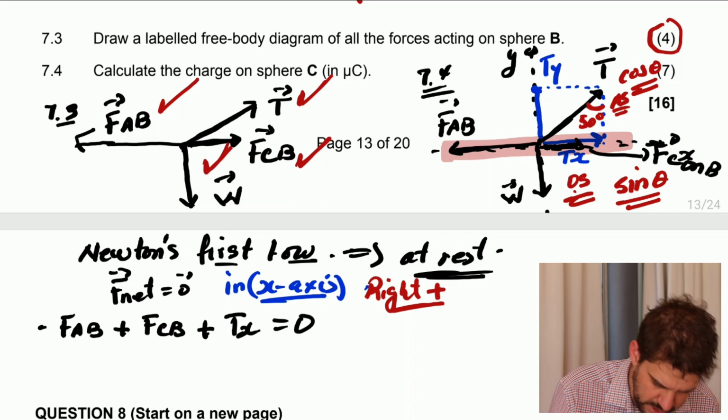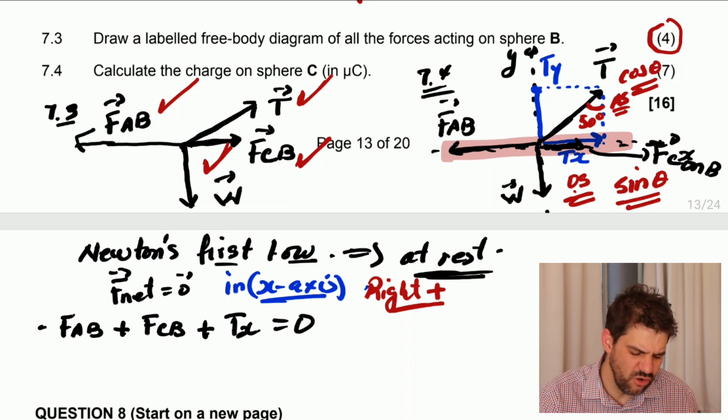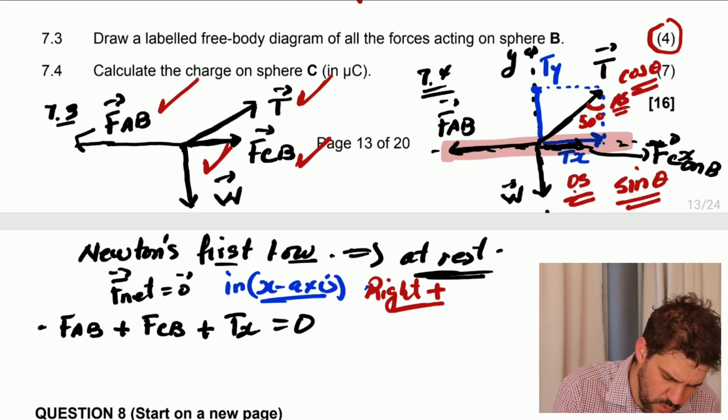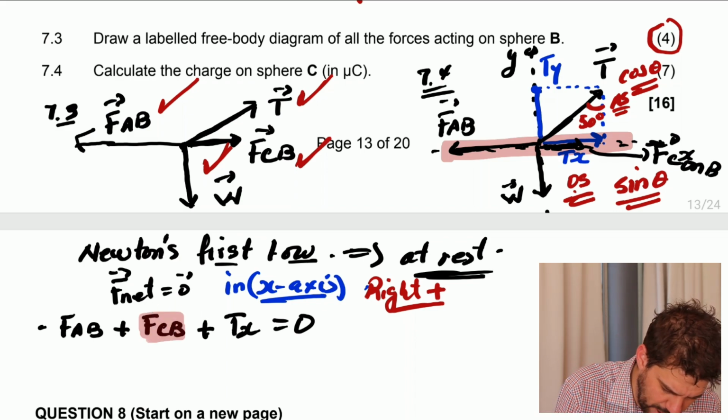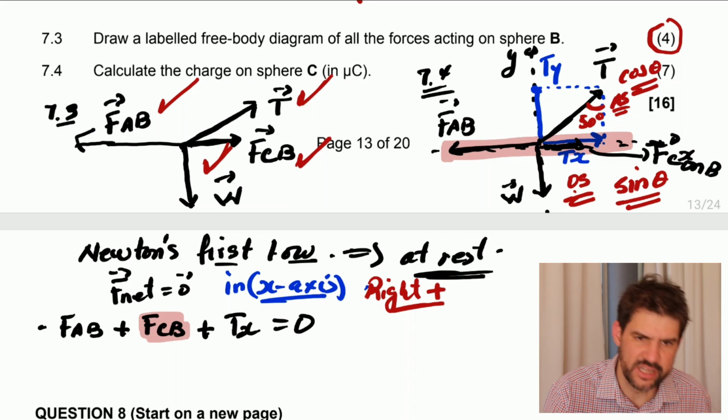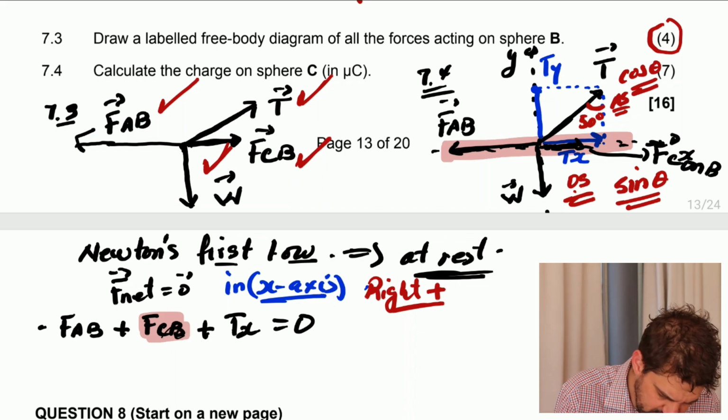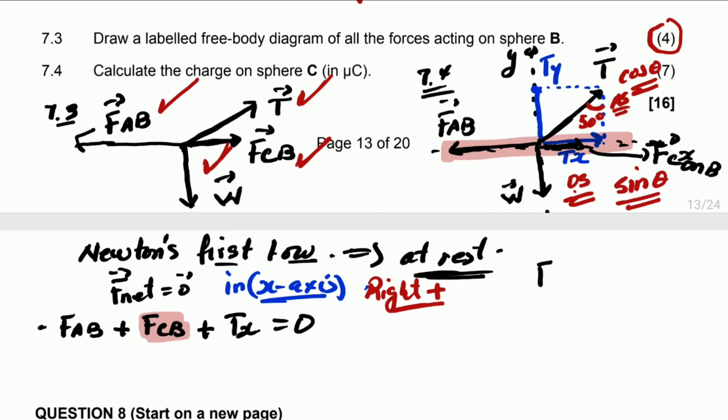Now, why am I doing all this, Mr. Gomez, if we were not asked to do this one? Well, we are looking for the charge C. The charge C, we can use it in this specific formula, which is Coulomb's law. CB is equal to K, charge B, which we know, charge C, which is what we are looking for, divided by the distance squared.